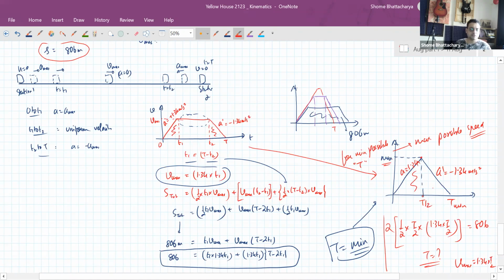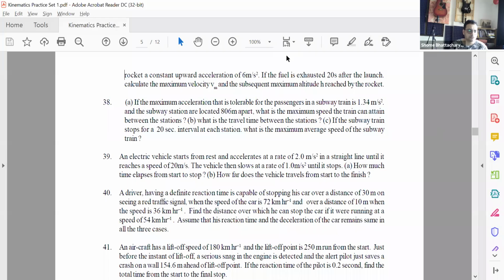Okay, so that's question number 38. Let's move on to question 40, which Anirudh you have asked. So 40 is also a good question for interpretation.